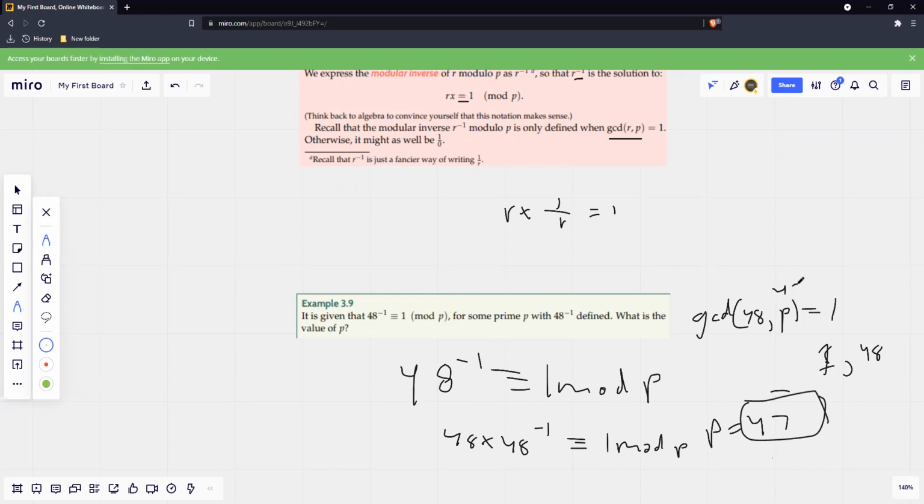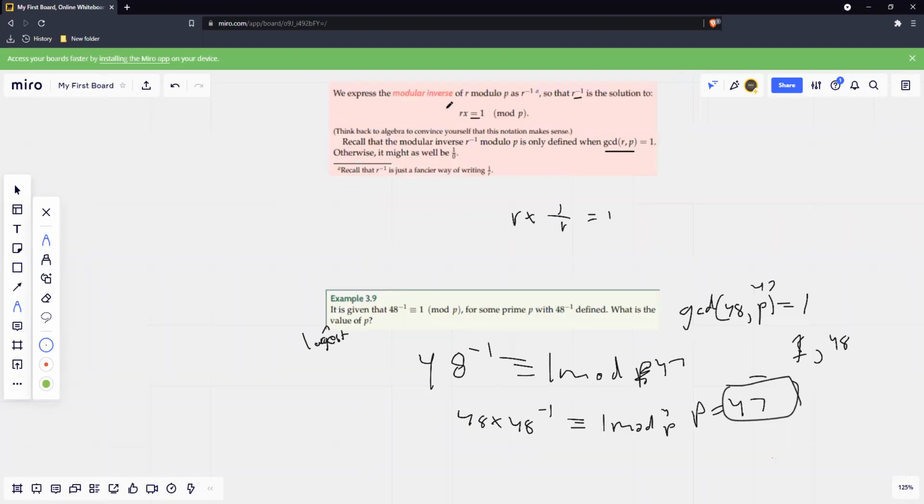If we try here, GCD(48, 47) is equal to 1. And also, well, I don't think we need to say the smallest value of p. I think the only solutions would be 48. Well, I think we have to say the largest value of p. Yeah, what is the largest value of p? So 48 to the power of -1 is congruent to 1 modulo p, is what we're saying.